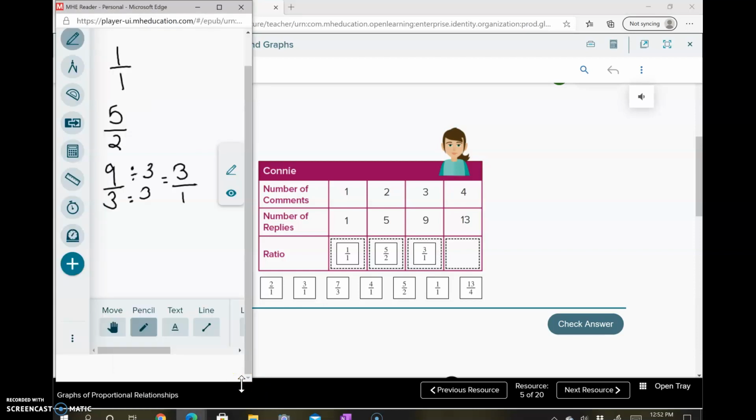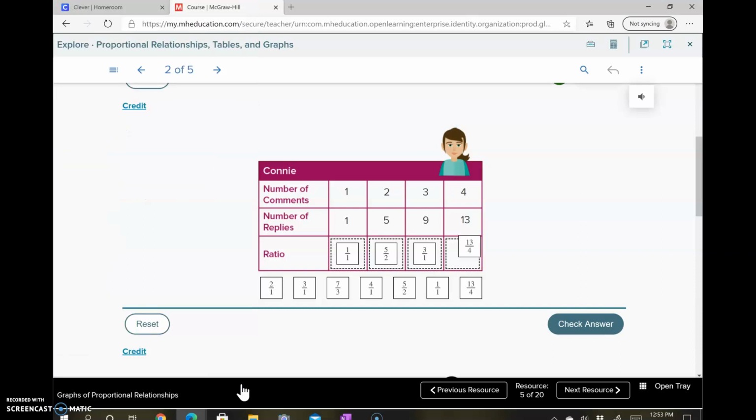And then our last one is 13 replies to 4 comments. Well, 13 isn't an even number, so I can't divide by 2. And I know that 4 times 3 is 12, so there's nothing that I can put that would be 4 times anything to get 13. So that's going to stay the same. So I'm going to drag that in. Let's check the answer. There we go.